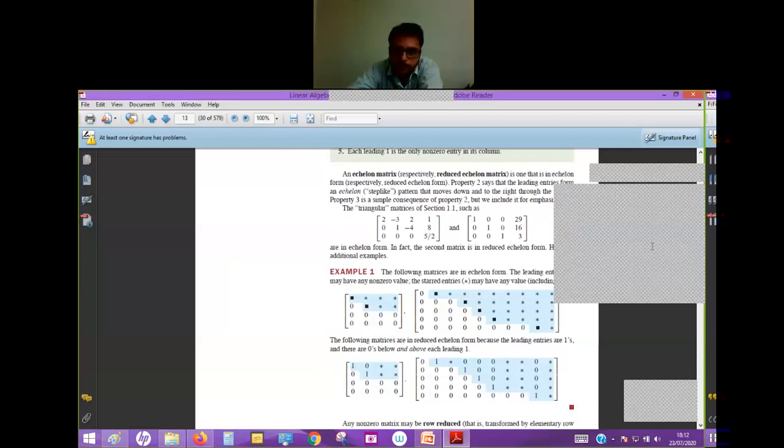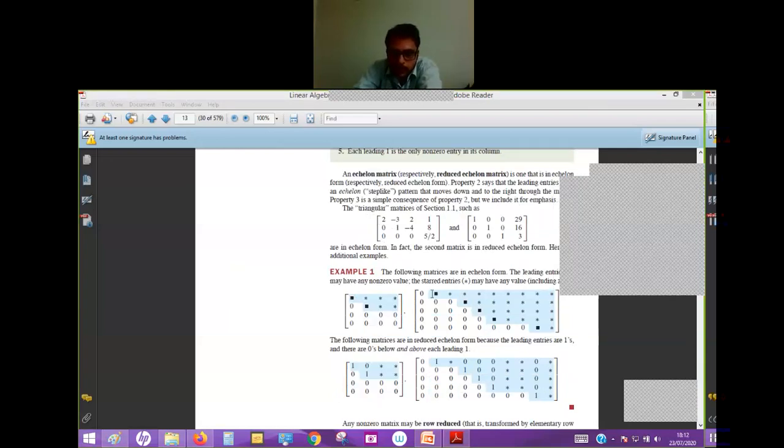Okay, let me make this small adjustment. Wherever there is a square, there is value 1 in row reduced form. Are you getting this? And the remaining values: there are zeros below and above each leading one.